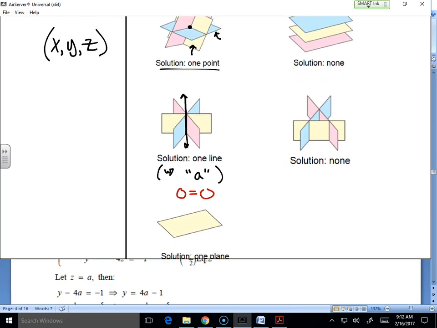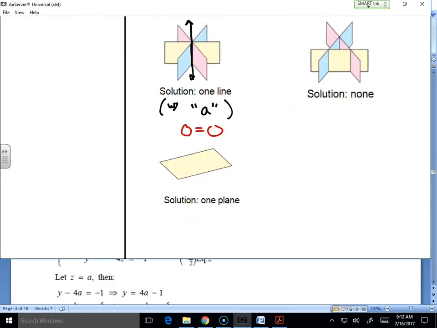And then last but not least, there is another type of consistent. The other type of consistent is like infinitely many as in all the points, meaning all the equations are equivalent. Meaning they're all the same equation, just different multiples. They're all the same equation, which means all the planes are the same.